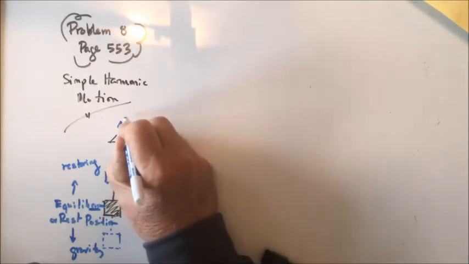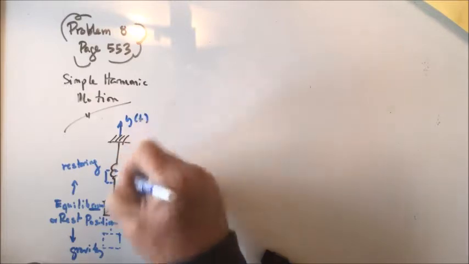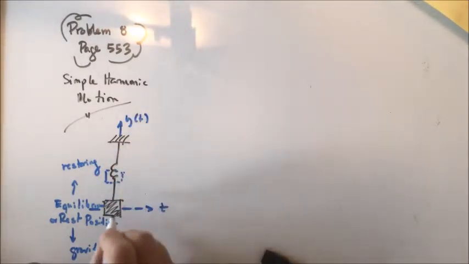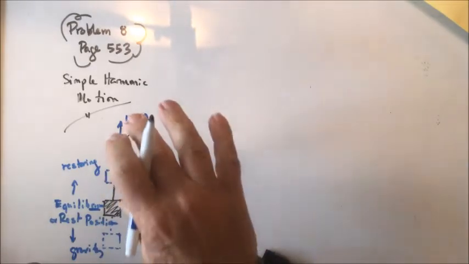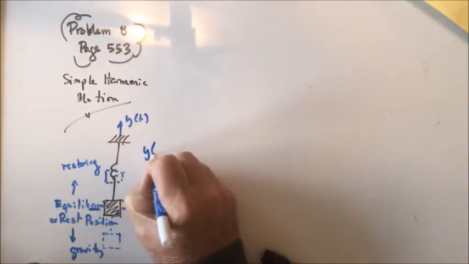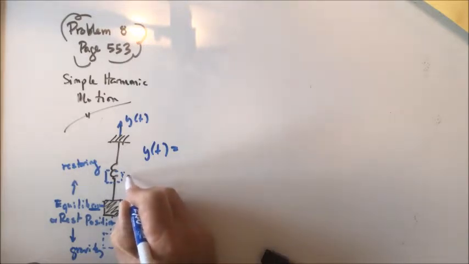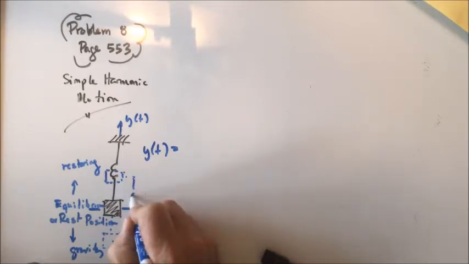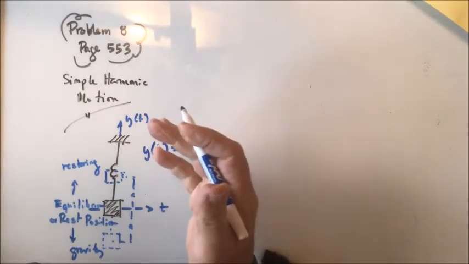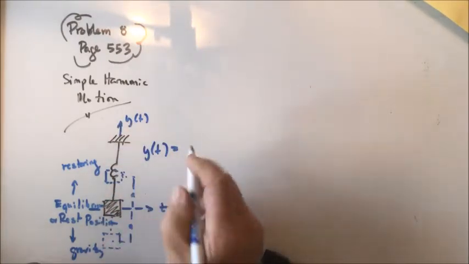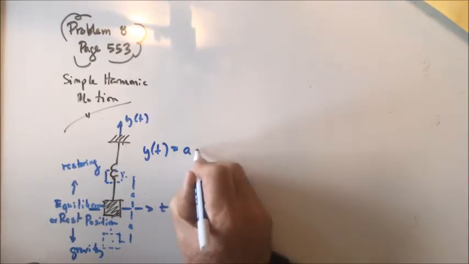So I'm going to call this y of t, and I'm going to let that be the positive direction. I'm going to let this be the t-axis. So right here at the rest position, y is equal to 0. Then I'm going to describe this motion as y of t is equal to some amplitude. I pulled this down a distance a. With no losses in the system, it will bounce up a distance a, and then it's going to oscillate sinusoidally with an amplitude of a.